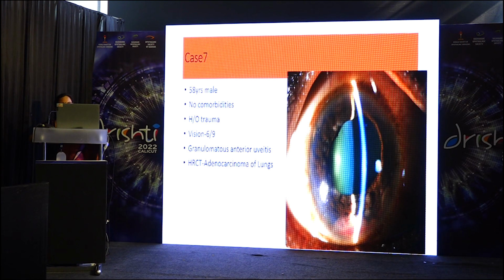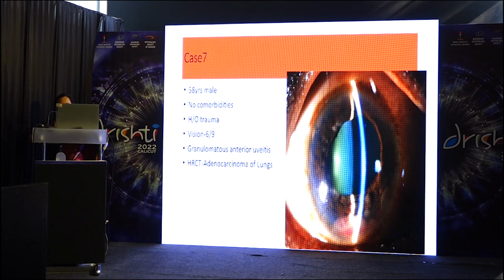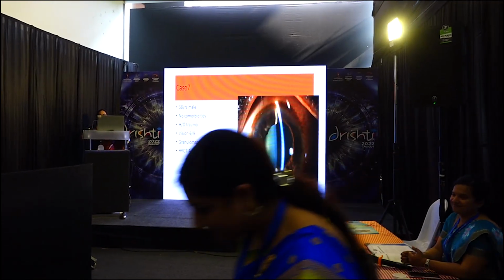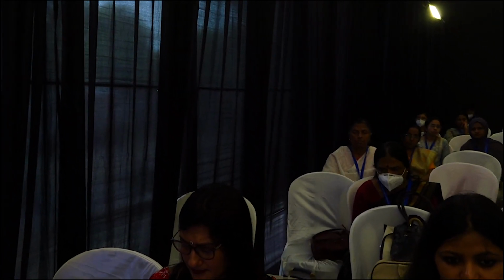This is a 58-year-old male who presented with history of trauma. What we see are some atypical nodules along with a blood stain. And since this was an atypical case, an HRCT was done, and he turned out to be a case of adenocarcinoma of the lungs. So finally, if diagnosed and treated on time, we can treat uveitis without long-term sequelae.